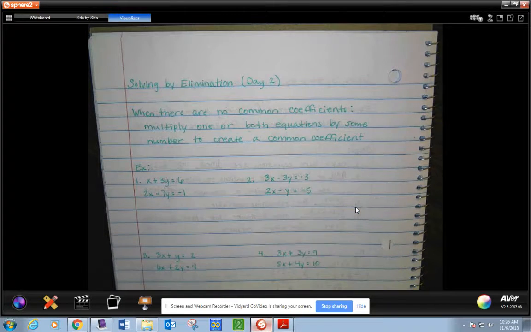So when we're talking about solving by elimination, like yesterday we learned that everything had to be lined up and that you had to have a variable with the same coefficient, and then you add or subtract, which I always had y'all do addition just because addition's easier. But today you're going to see that you're not going to have common coefficients. So here's what you do when you have no common coefficients.